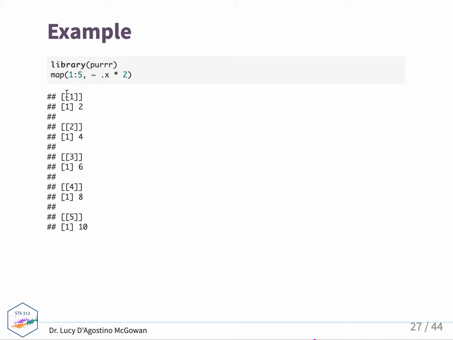The first element, it takes the first element from this first argument, which is 1, and multiplies it by 2, so I get 2. Then it takes the second element of 1 to 5, which is 2, and multiplies 2 by 2. The next is 3; 3 by 2 is 6. 4 by 2 is 8. 5 times 2 is 10. So it applies the function that I put as the second argument to each element of the first argument. And by default, this output is going to be a list.